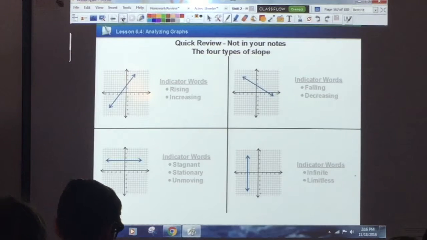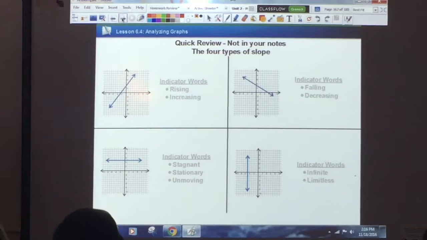This is not your notes. We're back, kiddos. This is not your notes, but I want to make sure you remember this. 4 types of slopes is all you need for the next section. If you know this, you're fine.